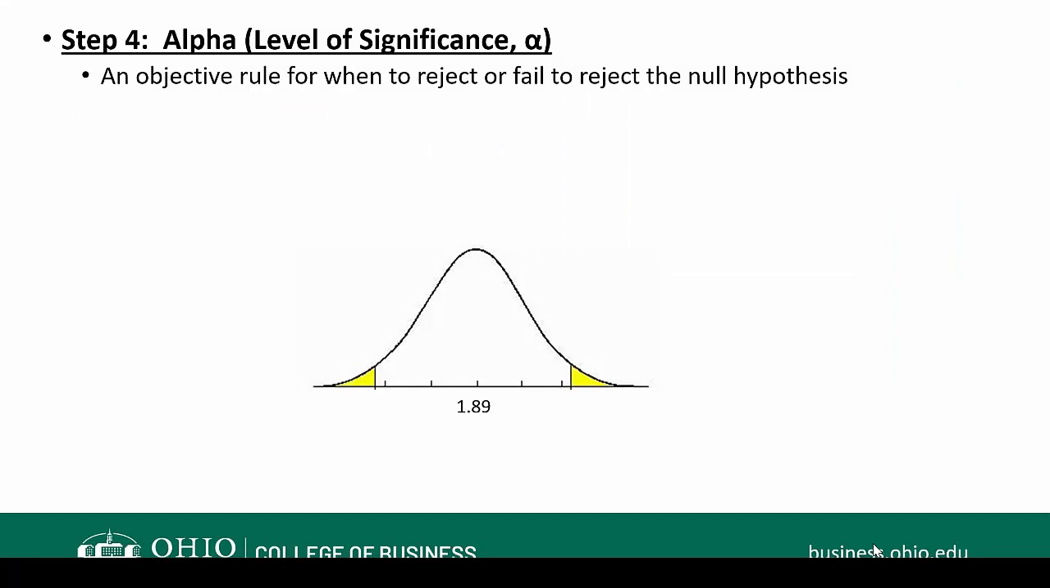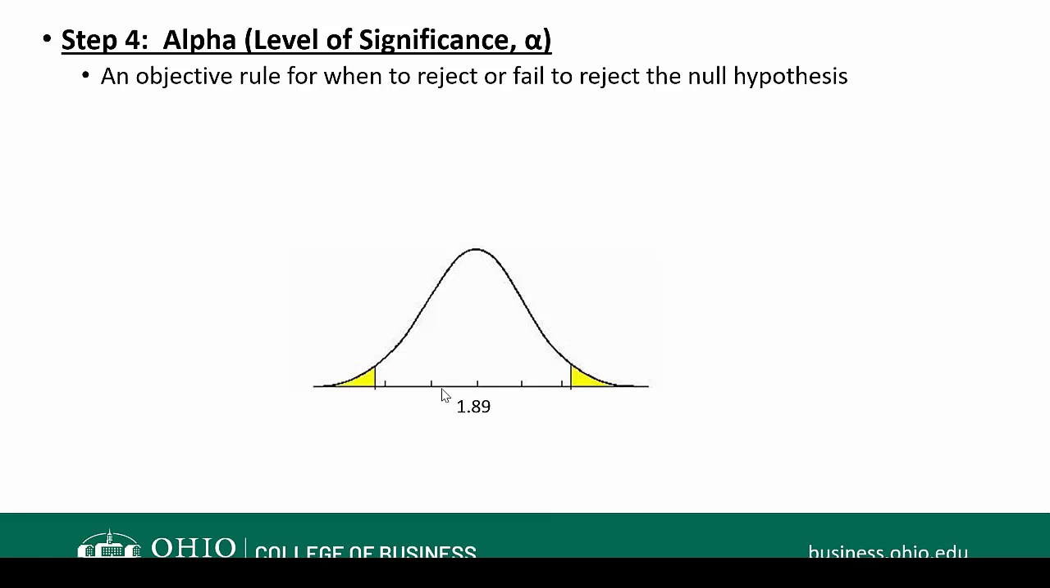Alpha is referred to as the level of significance. It can also be denoted with the Greek symbol alpha. If you look here on the PowerPoint, this is the Greek symbol alpha. So the results of the statistical test will tell us to either reject or fail to reject the null hypothesis. Alpha is an objective rule for when we will reject or when we will fail to reject the null hypothesis. Here is the distribution under the null hypothesis. Again, our null hypothesis states that there is not a significant difference between the current fill and the advertised fill of 1.89. So they have the same distribution with a mean of 1.89.